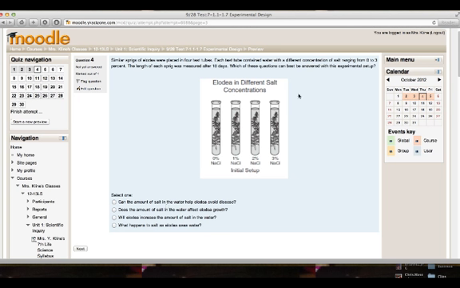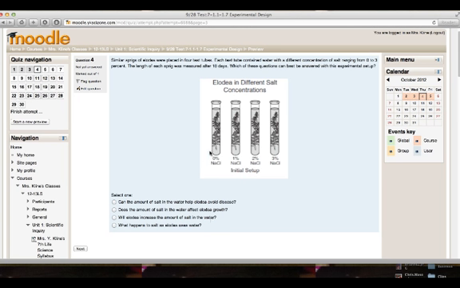No, the water is the same in all of them, so that can't be it. Two, does the amount of salt in the water affect the elodea growth? Well, we see they did change the salt concentration, right? Okay, so that is definitely a red flag that possibly is the answer, because what changes in an experiment is our independent variable.